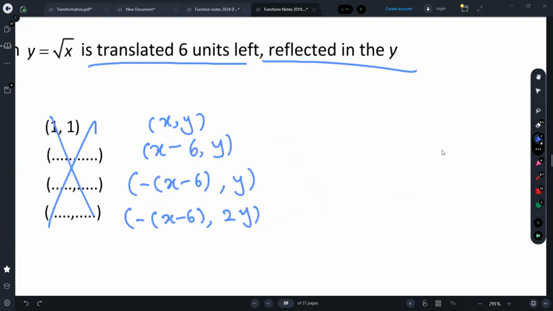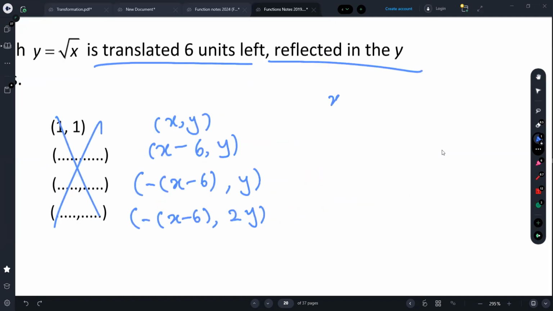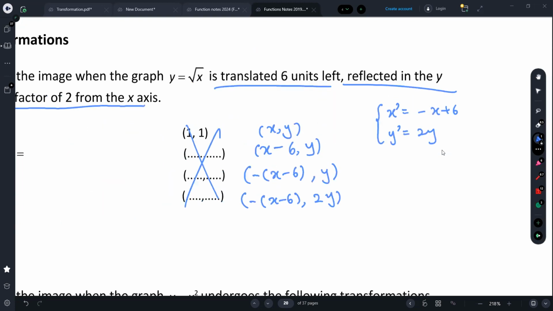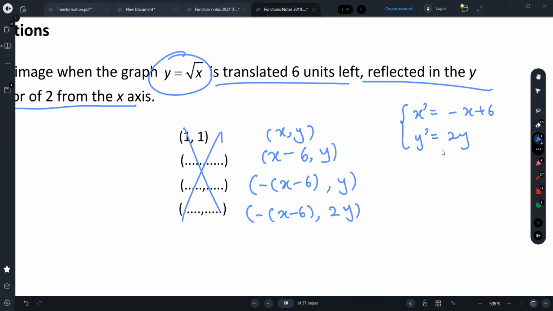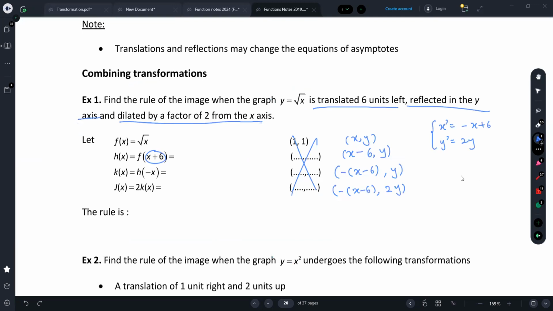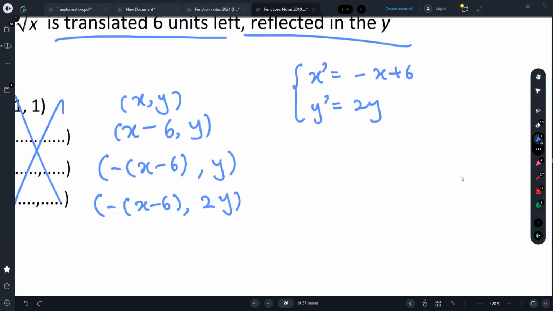And it basically gives you a set of transformation equations. So x dash is equal to negative x plus 6. I've just expanded it out. And then y dash is equal to 2y. If your goal is to transform this, which is the before, you would make x and y the subject. x is equal to negative x dash plus 6. y is equal to y dash divided by 2.